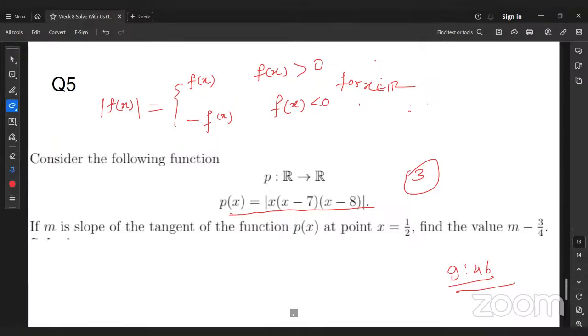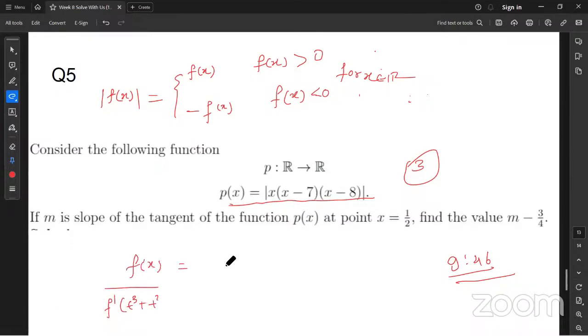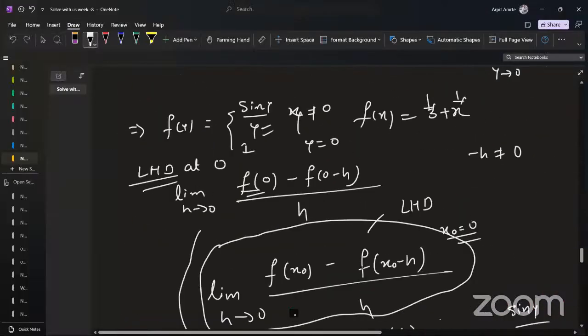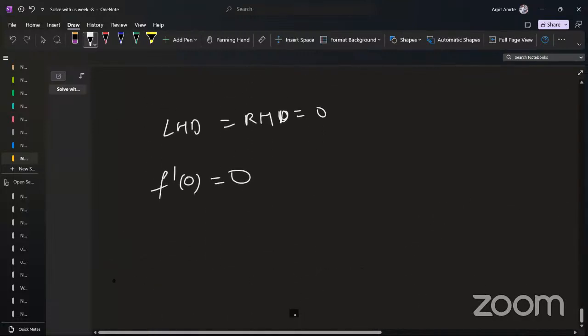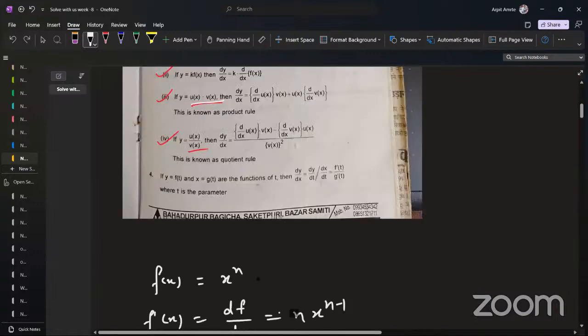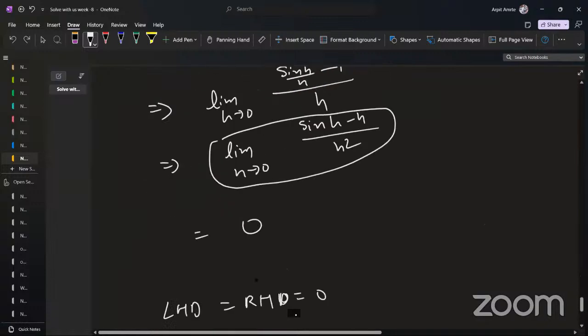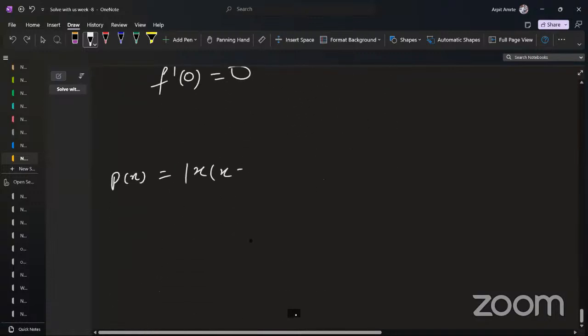So let's see. For this case, f of x is x minus 7 times x minus 8. How will we solve this kind of question? What is my p of x? Can someone please repeat? Modulus of x minus 7, not 4, times x minus 8. This is my f of x, right?